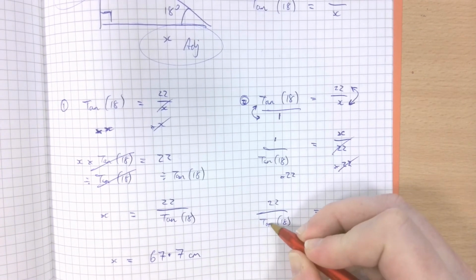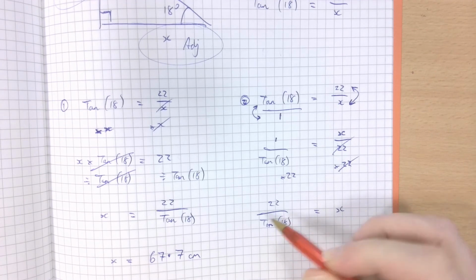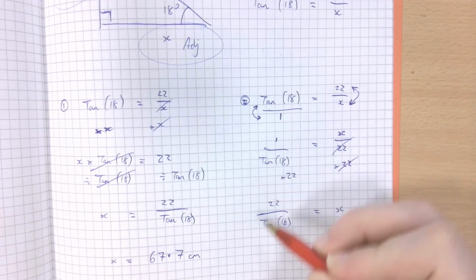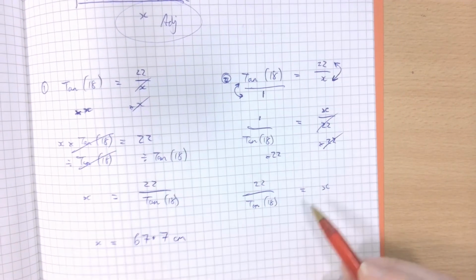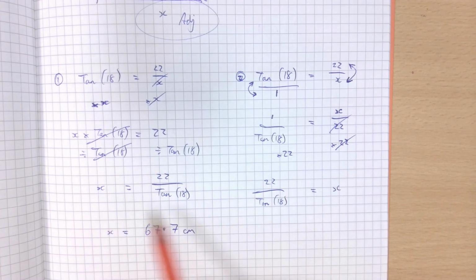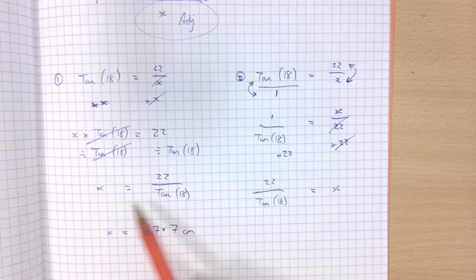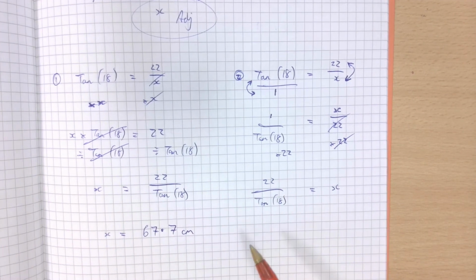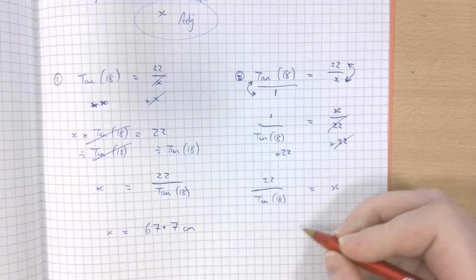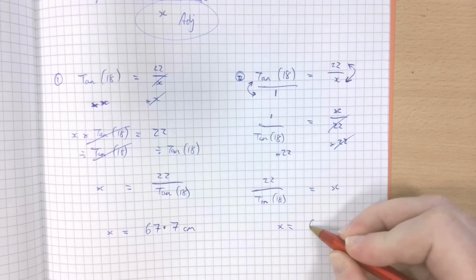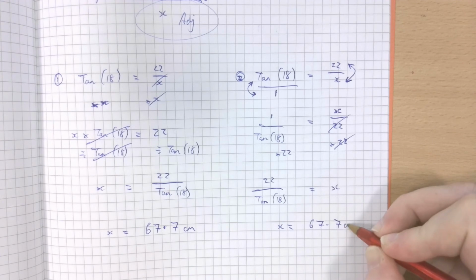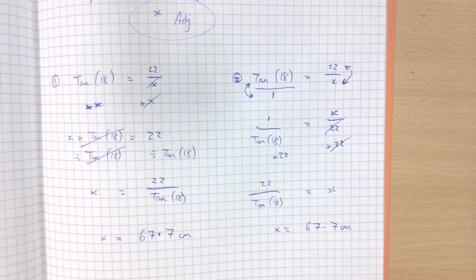That is 22 times bigger than that. I hope that makes sense. Now you might notice these stages here are the same. I've got the same fraction using 2 slightly different methods. And indeed we get to the same answer therefore, 67.7 centimeters. All right.